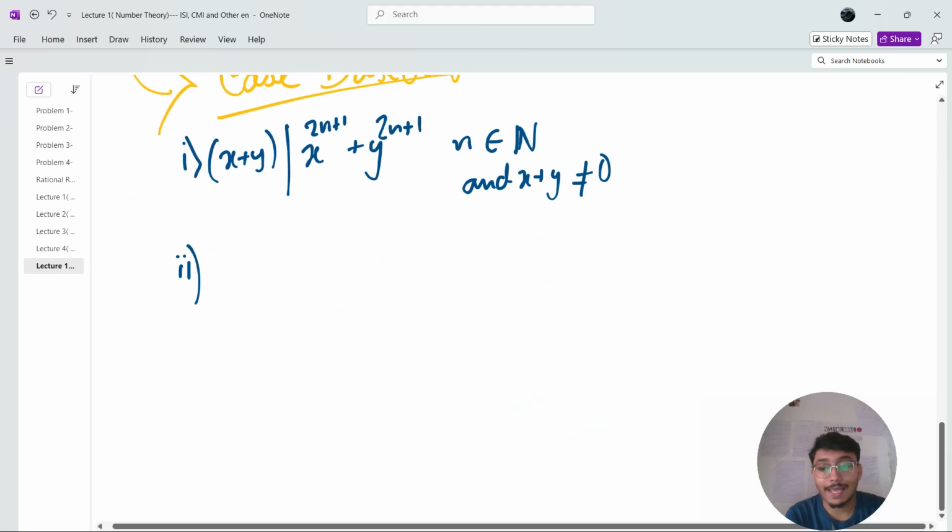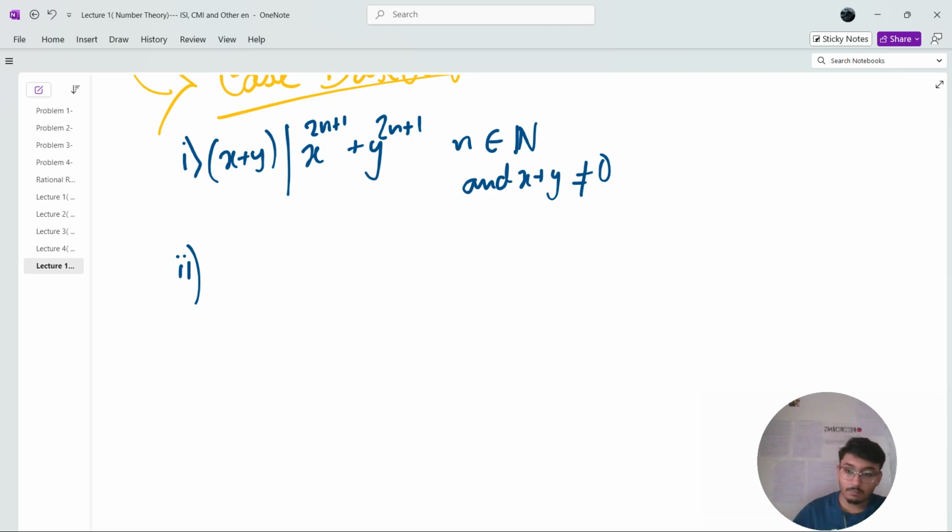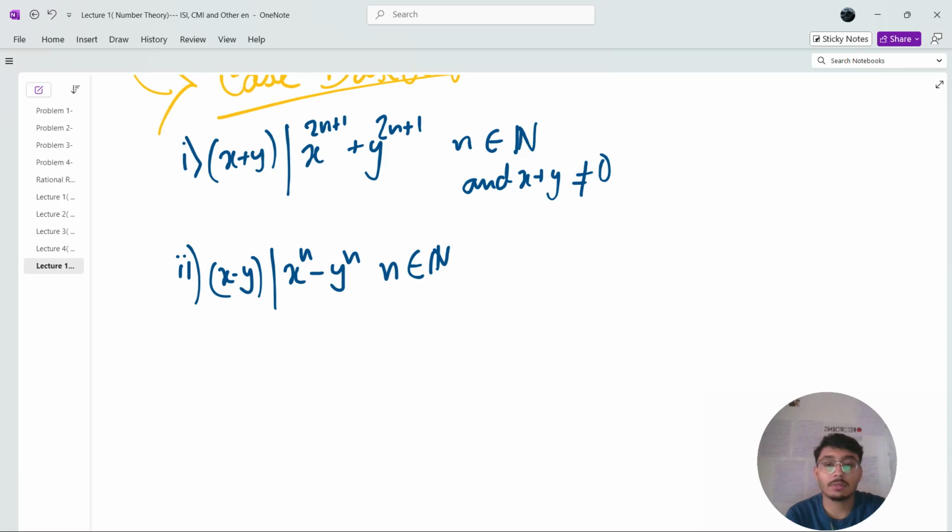Next one is x minus y divides x to the power n minus y to the power n for all n belonging to naturals, and x minus y cannot be equal to 0. So this is true for all n.